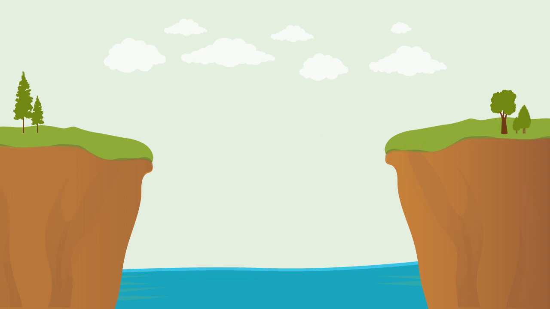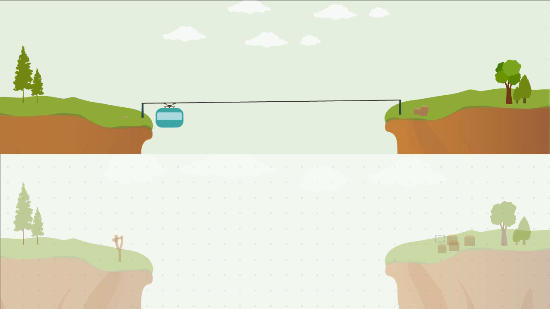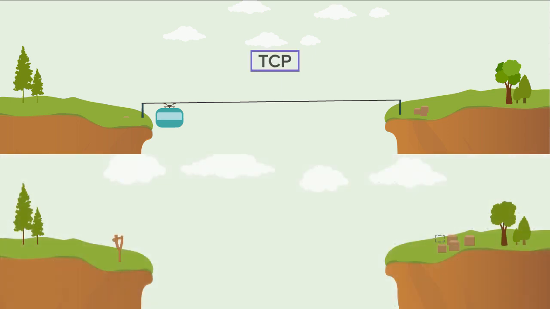The other way can be to just slingshot the boxes to the other cliff like this. Here the boxes will be slingshot one at a time, but there is no wasting time like in the trolley system. So the boxes will be transferred faster. This is how TCP and UDP work. The trolley system represents TCP and the slingshot system represents UDP.